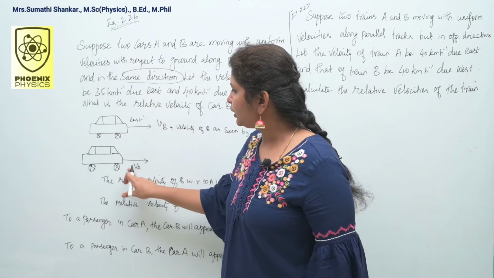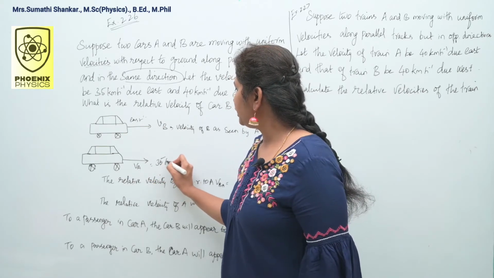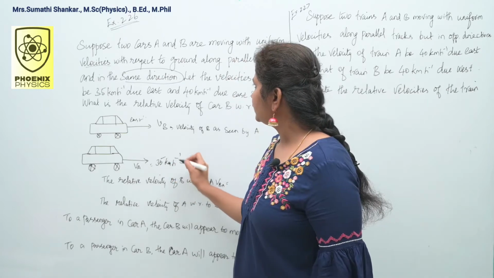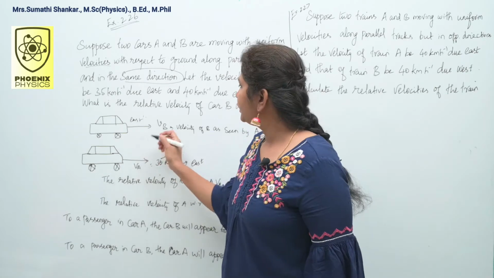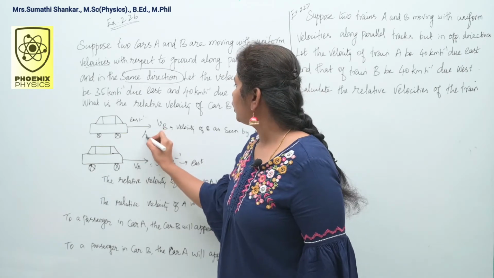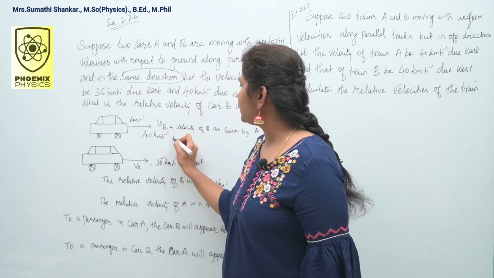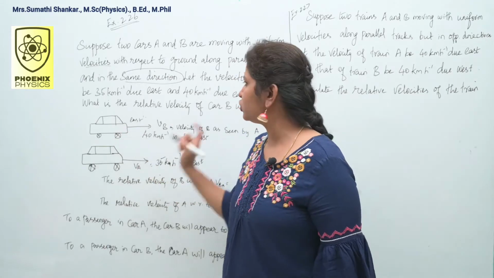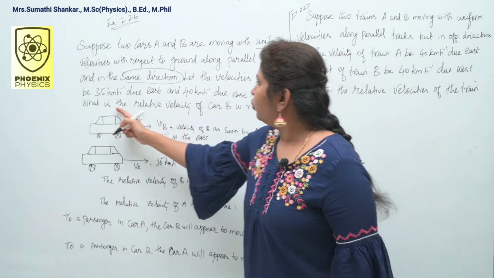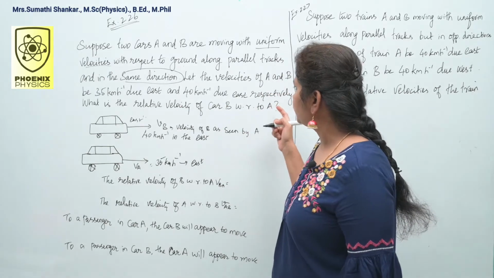This is our car A. Velocity is 35 km per hour. It travels in the east direction. This is our car B. It travels with the velocity 40 km per hour in the east direction. Both the cars travel in the east direction. What is the relative velocity of car B with respect to A?